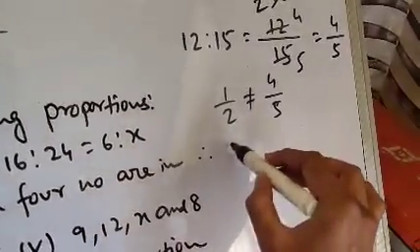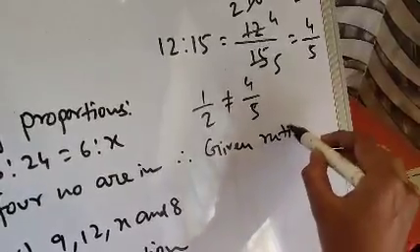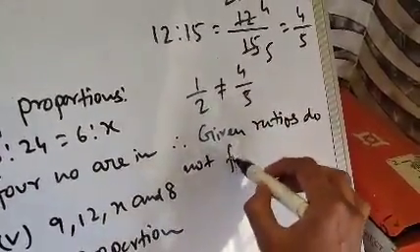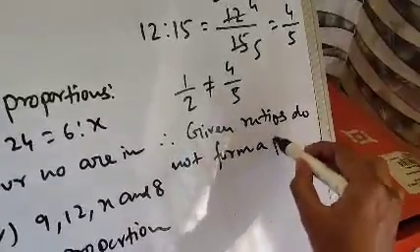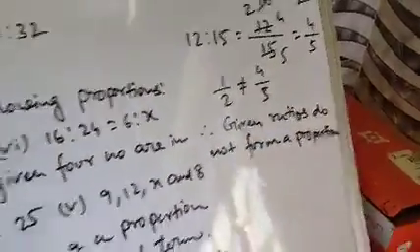So you will write that the given ratios do not form a proportion. Clear? Next.